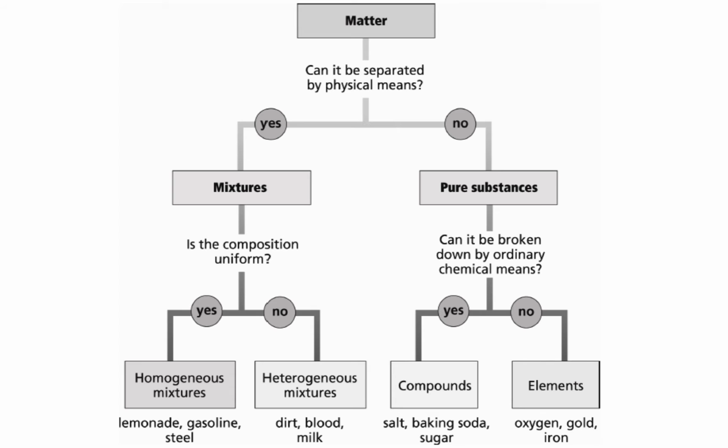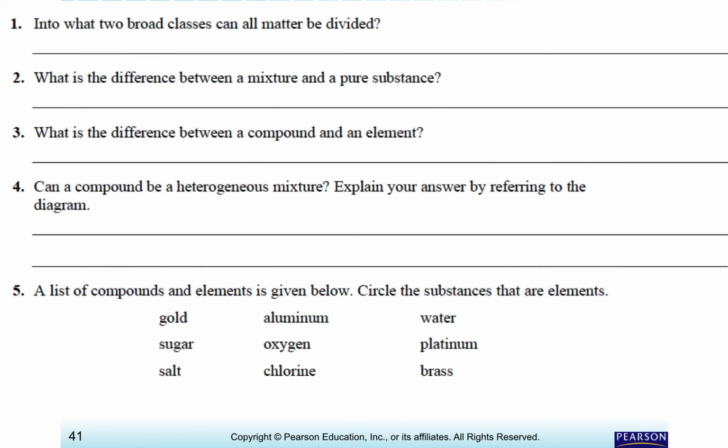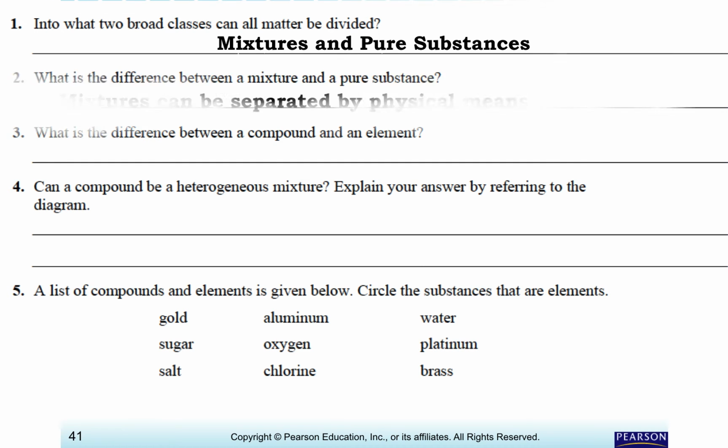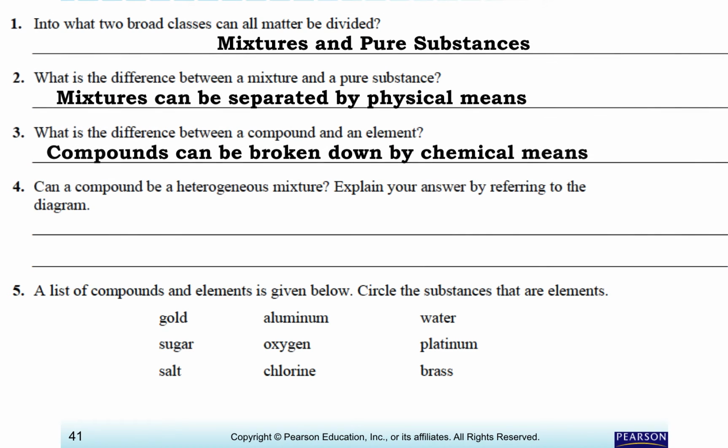Now, looking at this diagram, in what 2 broad classes can matter be divided? If you look at the top of the diagram, it breaks them down into mixtures and pure substances. What's the difference between the 2? Mixtures can be separated by physical means. What's the difference between a compound and an element? Compounds can be broken down by chemical means.